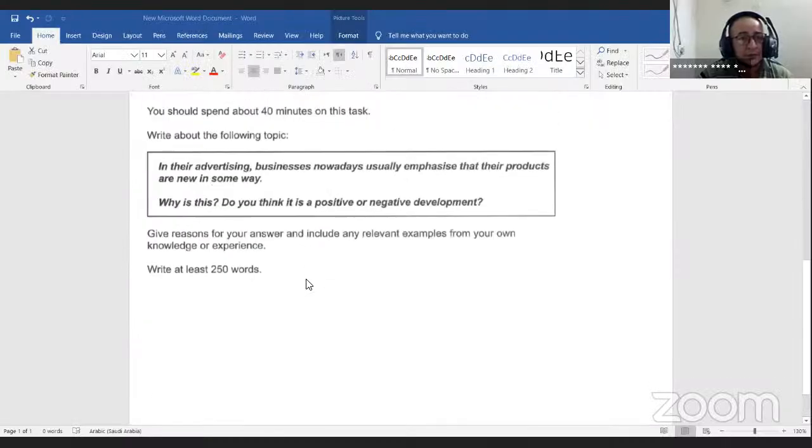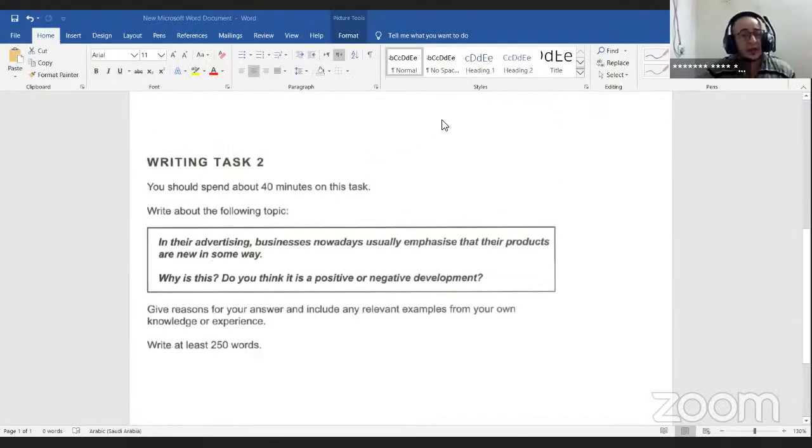Here, you should spend about 40 minutes on this task. Write about the following topic. In their advertising, businesses nowadays usually emphasize that their products are new in some way. Why is this? Do you think it's a positive or negative development? Okay. Let's take an answer written by a candidate who achieved 4.5.